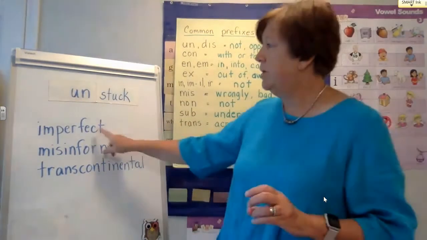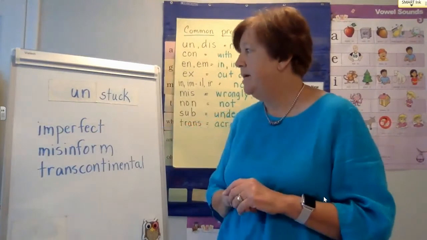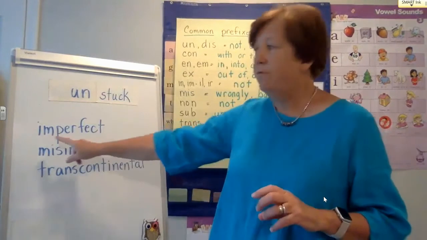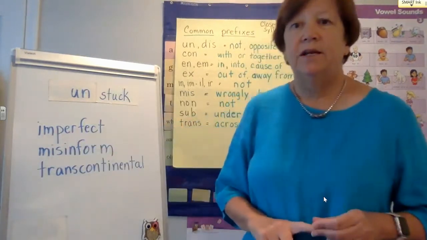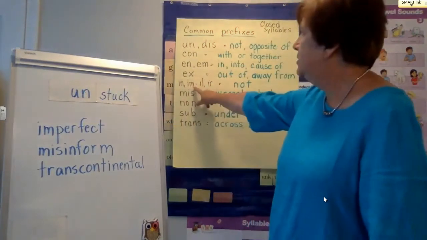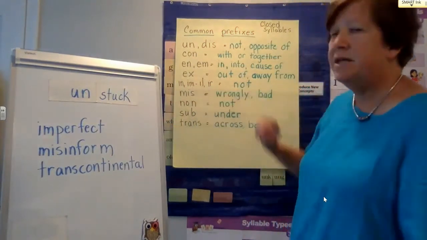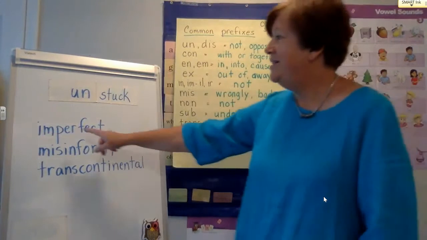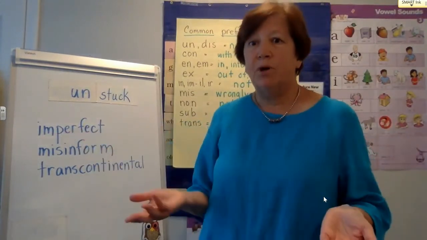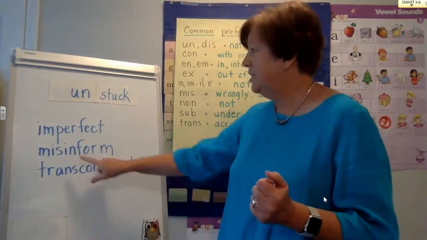So that helps us with the meaning. Let's look at a couple other words just for examples. This word, imperfect. I see the prefix in the front there, im. If I look here, here's im, and that means not as well. So not perfect. Something that's imperfect is not perfect. Let's look at this next one.